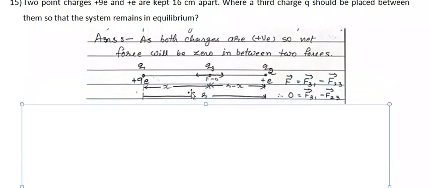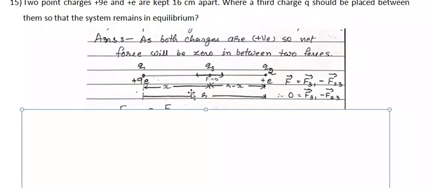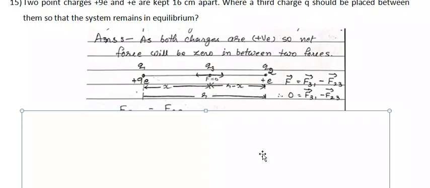Here you can see a diagram where Q1, Q2 and Q3 are placed in the same straight line, where Q1 is plus 9e and Q2 is plus e. Now at the center, the net force F on Q3 will be 0. From the diagram you can see that F is equal to F13 minus F31 minus F23, where the net force is 0, so F31 is equal to F23.